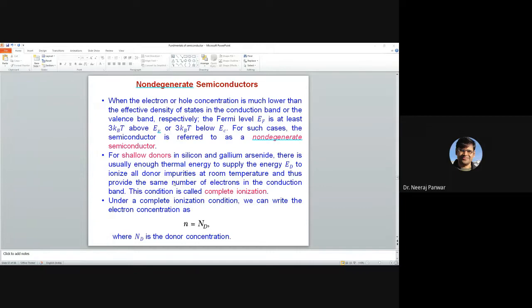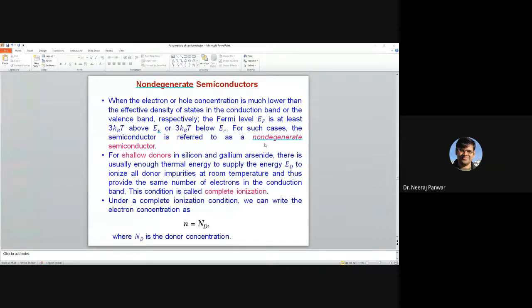And if we have sufficient temperature, very close to room temperature, all the acceptors or all the donors can be ionized. This process is known as complete ionization. So such semiconductors in which the donor or acceptor concentration is much smaller than the effective density of states are known as non-degenerate semiconductors.